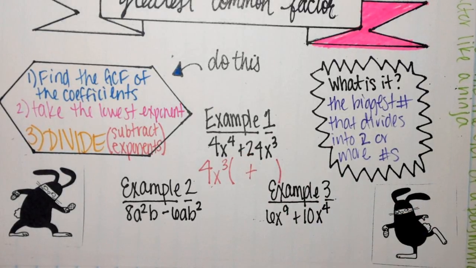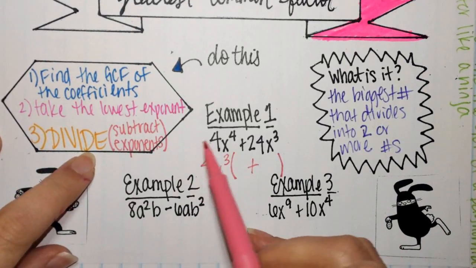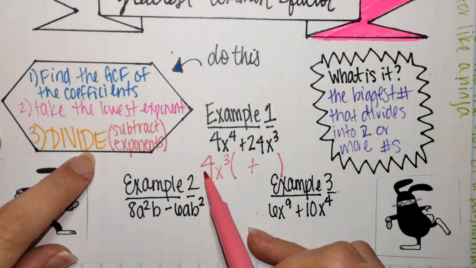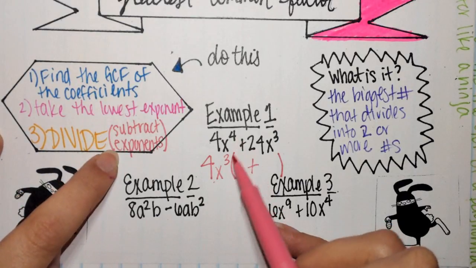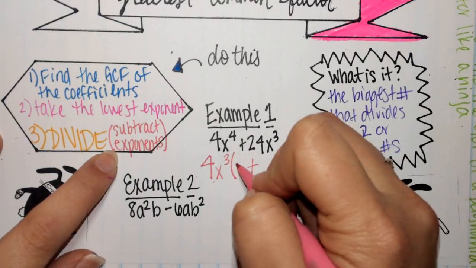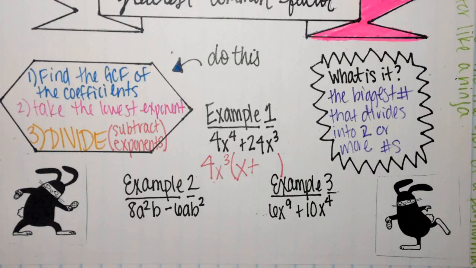Alright, now, what is the third step? What do we have to do now? Divide. Alright, what's 4 divided by 4? 1. So do we have to write 1? No. We subtract the exponent. So what's 4 minus 3? 1. So we have an x left. Does everybody see where we got that from? Yes. Yes, ma'am. We divided.